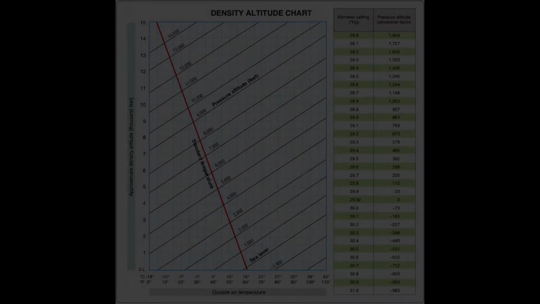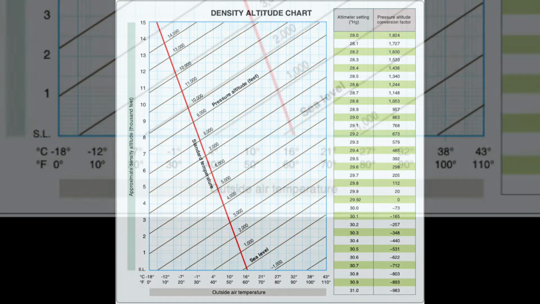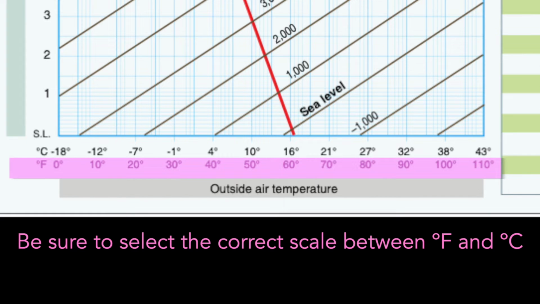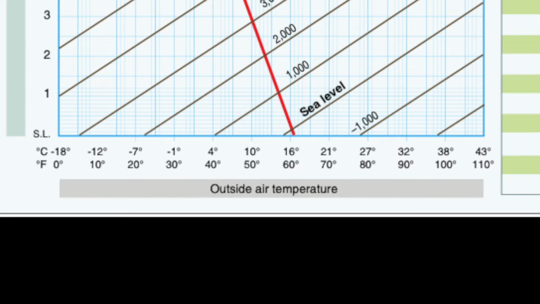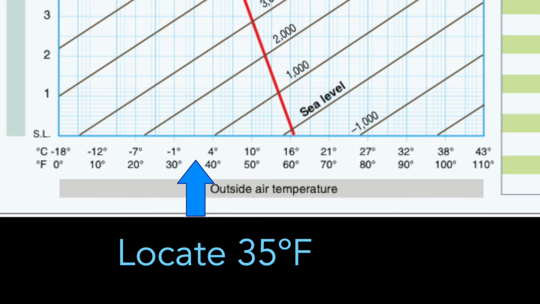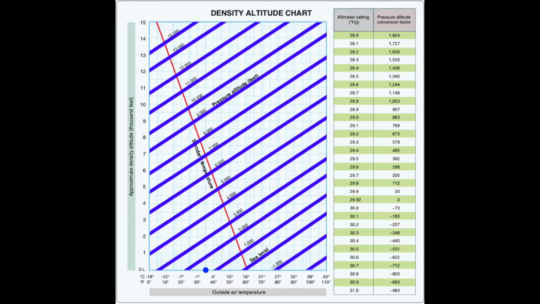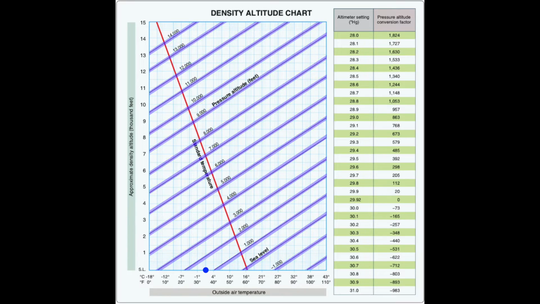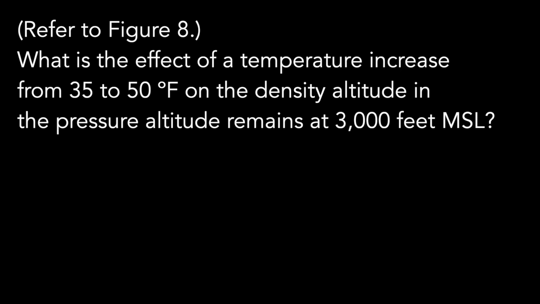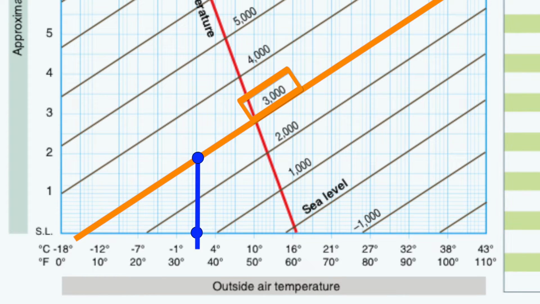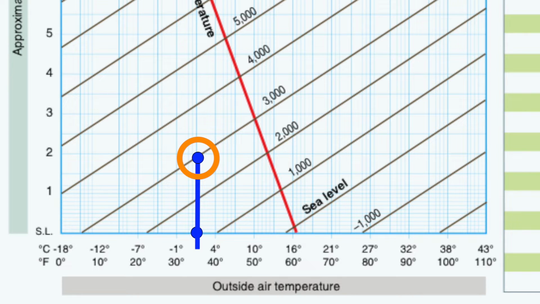Taking the temperature information, we will begin this process down at the temperature scale on the graph. Be careful that you're using the appropriate temperature scale, whether it's Fahrenheit or Celsius, because as you can imagine, selecting the wrong one can give you ridiculous results. Locate 35 degrees on the Fahrenheit scale down at the bottom, and then from that point we will travel vertically upwards until we intersect the appropriate diagonal pressure altitude line. In this case, we were given a pressure altitude of 3,000 feet, so that will lead us up to this point on the graph. And then from there, we will travel horizontally across to the left to see where we end up on the density altitude scale.